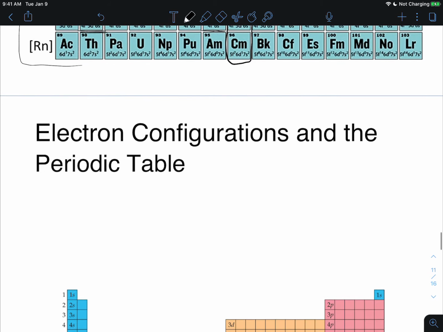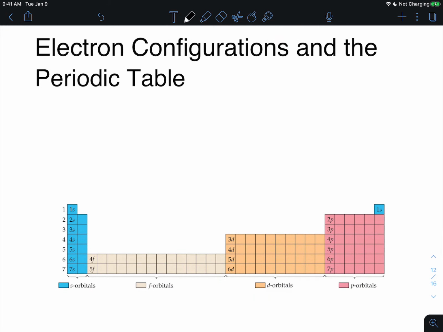Okay, so we can figure out our electron configurations using our periodic table. I have the periodic table written as it would be written if we were to put the F electron or the F block in the correct place. So we have our S block, our F block, our D block, and our P block. So we can use this in order to figure out our electron configurations.